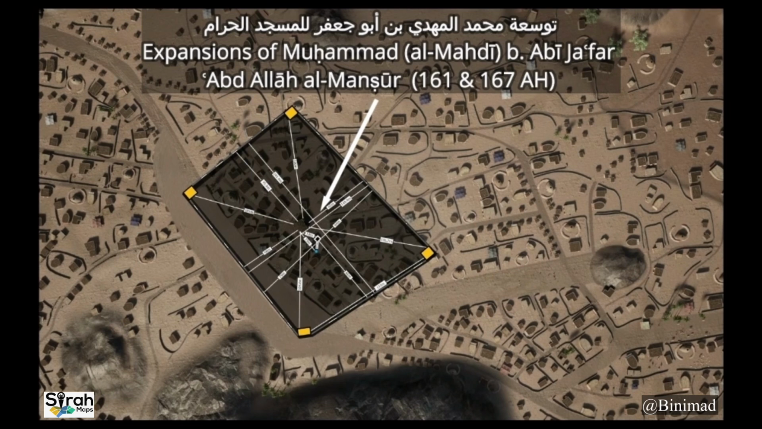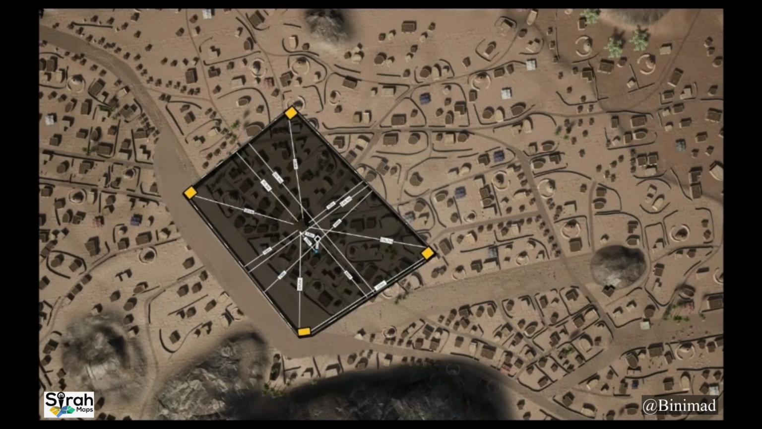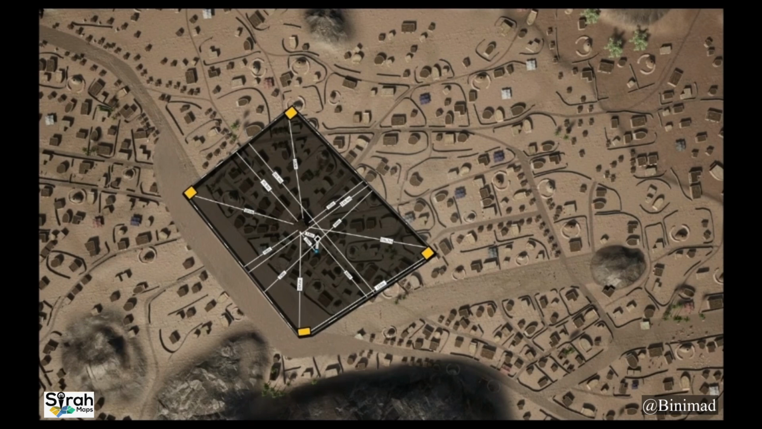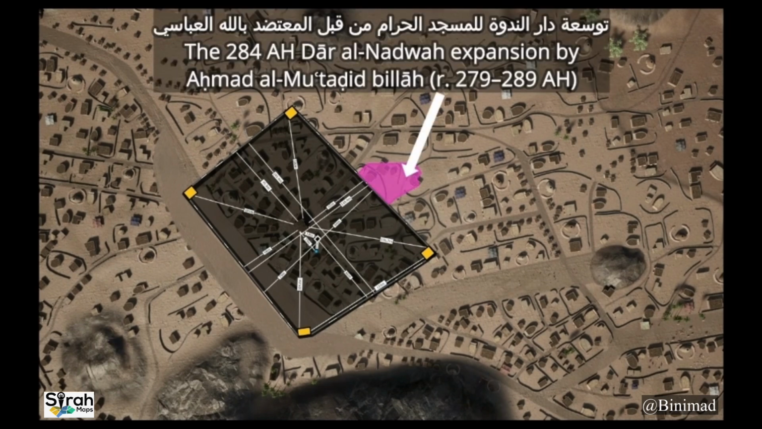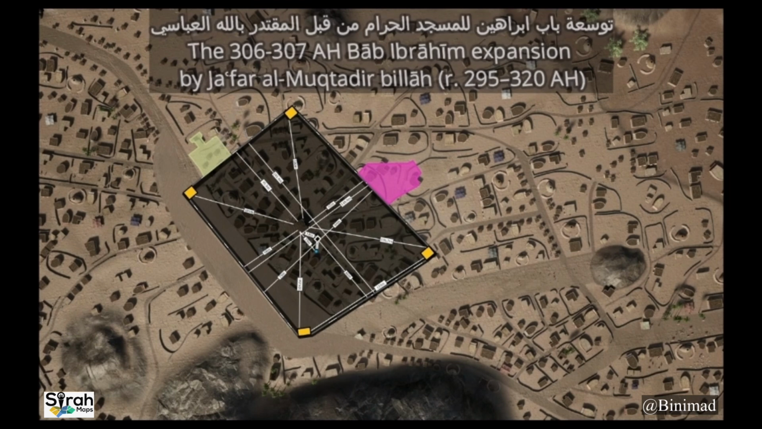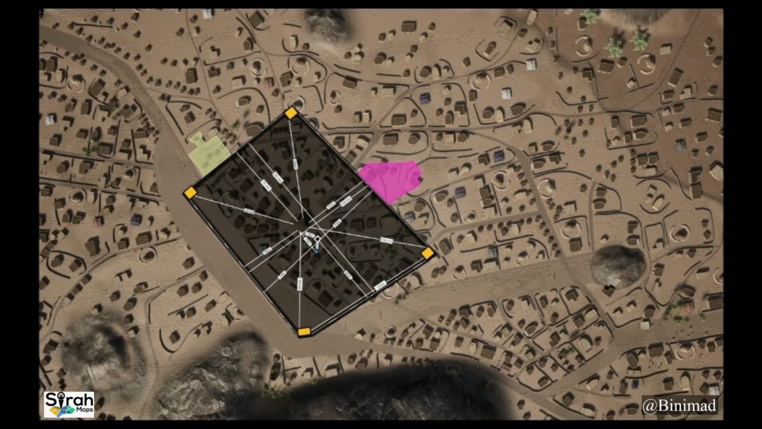This construction resulted in 24 gates, with one getting shut resulting in a total of 23. Since the Mahdi's 167 Hijri expansion and all the way up until the first Saudi expansion, no further expansions were made to the masjid other than the Dar al-Nadwa expansion in 284 Hijri and the Bab Ibrahim expansion between 306 and 307 Hijri, albeit it did undergo many renovations.